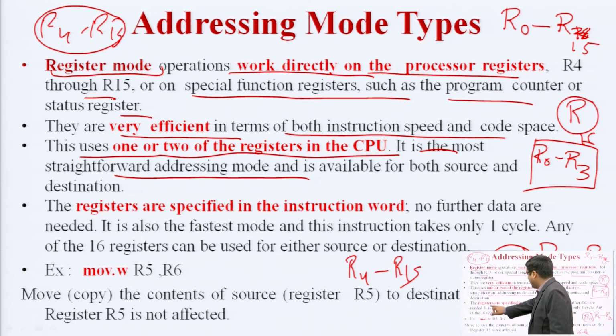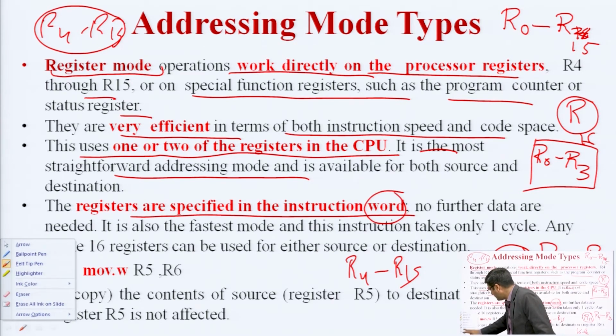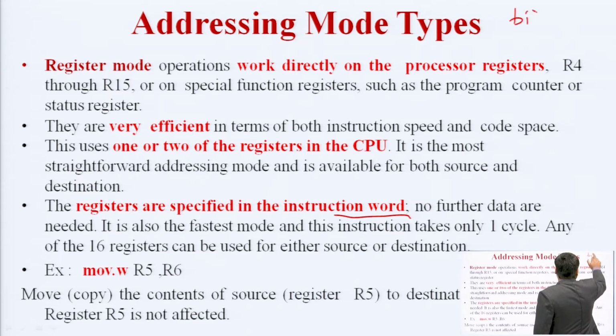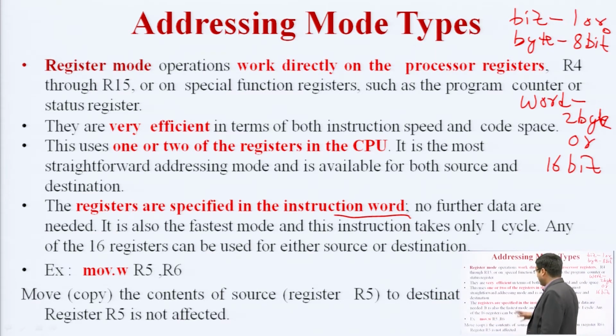So, the registers are specified in the instruction word. What is the meaning of the word? In any instruction, there are 3 units: a bit, which may be 1 or 0; a byte, which equals 8 bits; and a word, which equals 2 bytes, or 16 bits. We should know the basics before going into the depth of this topic. So, the registers are specified in the instruction word.